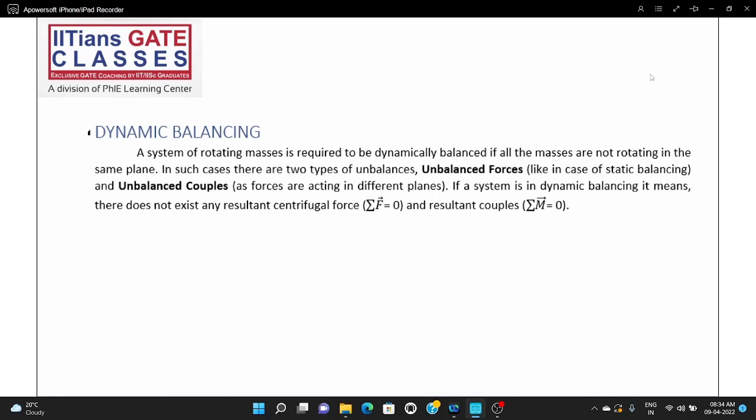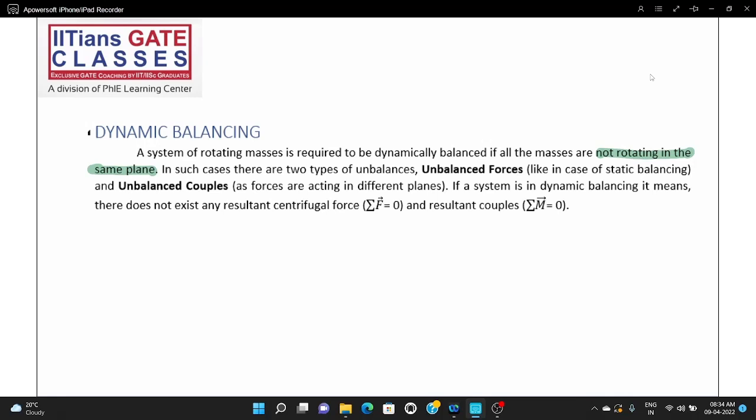So why is it required? Because here the system of masses is not rotating in the same plane. There are two systems of masses rotating in two different planes, so a couple is generated. This is the difference between static balancing and dynamic balancing. In static balancing, we are trying to balance a system of rotating masses which is in the same plane.